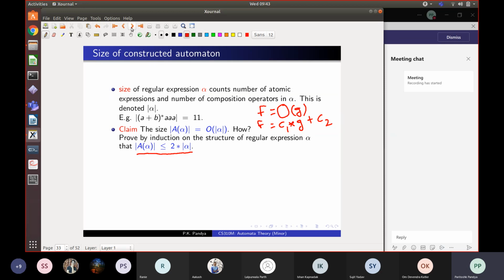So what is the first thing we have to prove? We have to prove the base step, which says if alpha is either a letter or phi or epsilon, we have to check that the size of its automaton is at most 2. Why? Because size of alpha in that case is 1. You are using only one symbol. You are using either symbol a or symbol phi or symbol epsilon. That contributes size 1. So 2 times that is 2. And so we have to show that the automata for these 3 atomic regular expressions have at most 2 states.